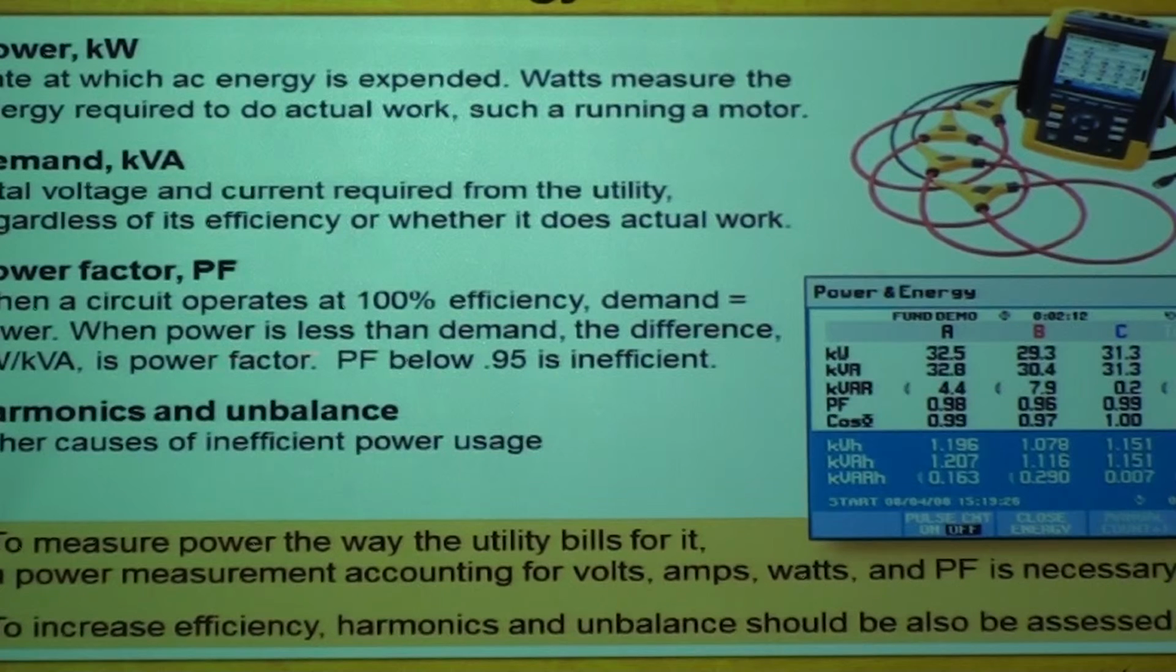Power. And if it's less than the demand, the difference is what we call power factor. So the true power divided by the apparent power, that's the measure of power factor. Okay? Power factor below 0.95 is inefficient. In some applications, a power factor less than 0.95 might be accepted. It's fine. Again, it depends on the application, it depends on the customer. But typically, less than 95% means you are inefficient.